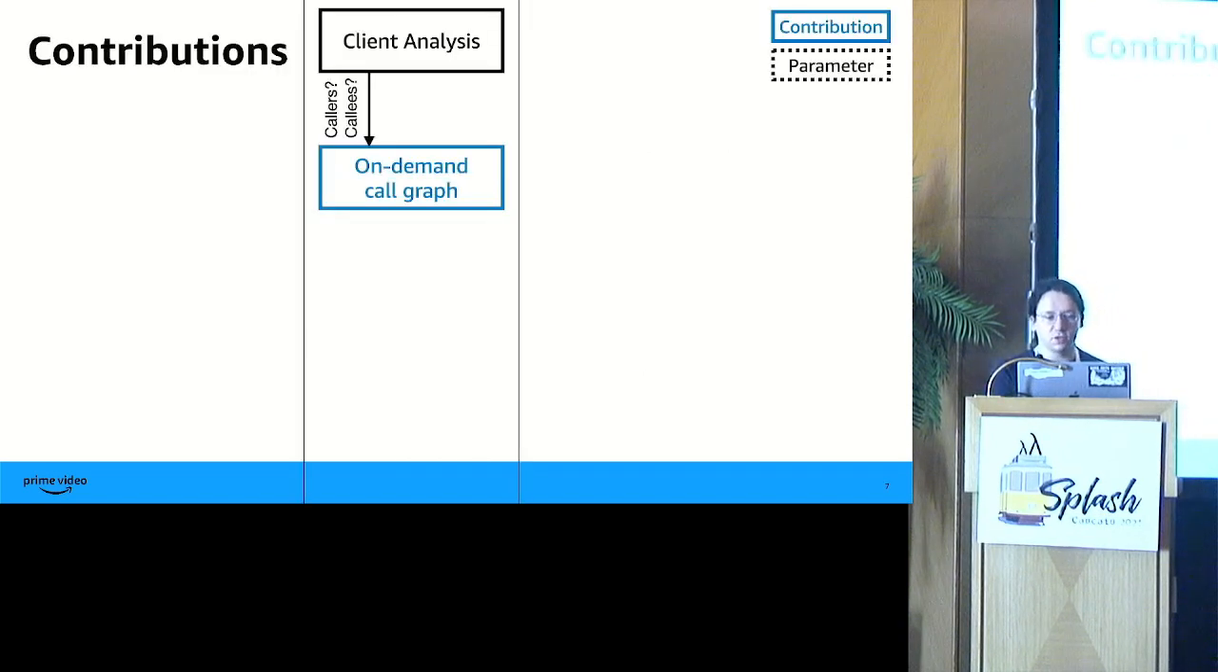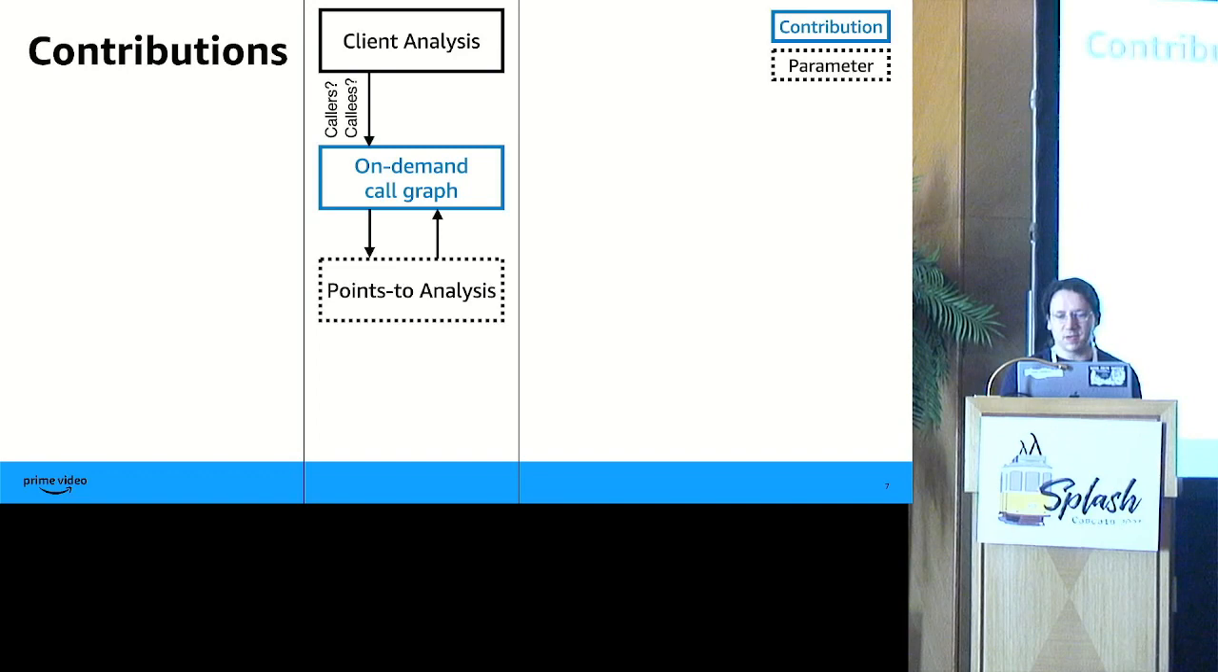To summarize the contributions I'm going to talk about, we start from the scenario where we have some client analysis and we have our on-demand call graph algorithm. The client analysis will then ask some questions to our algorithm, like what are the callers of function f, what are the callees on line 7, things like that. Our analysis is parametric on an underlying points-to analysis that we then use to answer these queries. The points-to analysis that we rely on can itself assume a call graph, and I'm going to show how we can essentially bootstrap a call graph from nothing in order to answer these queries, and then get back to the client analysis with some answers.